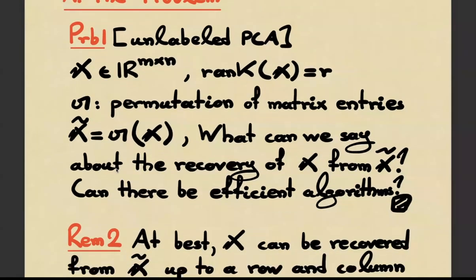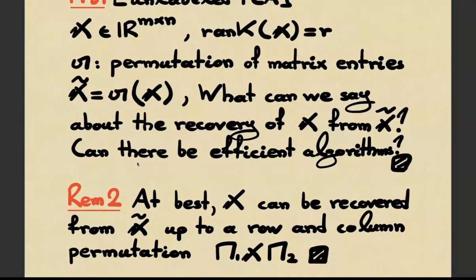Now, there's one thing that we can immediately say. This is in remark 2. We can say that at best, we can recover X from its permuted version, X tilde, only up to a row and column permutation. The reason is that those permutations that permute the rows of X and the columns of X, they preserve the rank. And the only thing we know about X is the rank, that it has rank r. So there's no way to distinguish a permuted version of X from X itself, and a particular permutation of X of this form, pi 1 X pi 2.